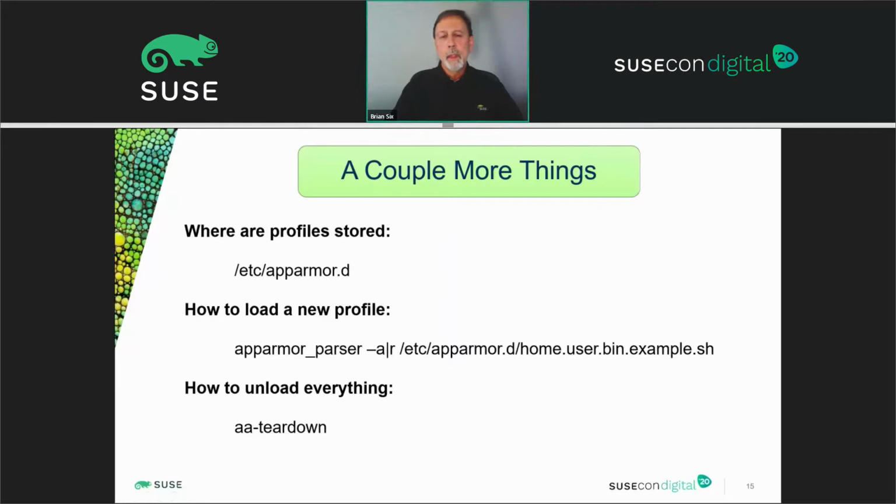A couple more things. AppArmor stores profiles on the server by default in the /etc/apparmor.d directory. And in our demo, we will go in and take a look at that directory. But I just wanted you to know that that's where we store profiles by default. There is also a command here for loading a brand new profile. Now, there are profiles on the internet that you can download. People share profiles all the time.